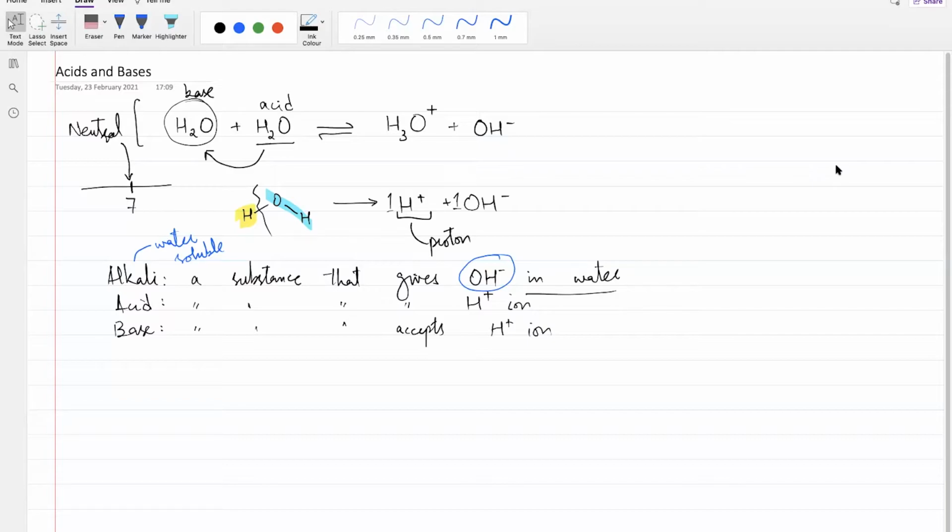Now, group 2 does that to some extent. Not completely, but to some extent, which is why we call them alkaline earth metals. Okay, so the term alkali there, obviously that has to do with something being an alkali. So group 2, they do the same thing. They dissolve in water, their hydroxides are there, but to some extent, not completely. So they are alkaline earth metals.